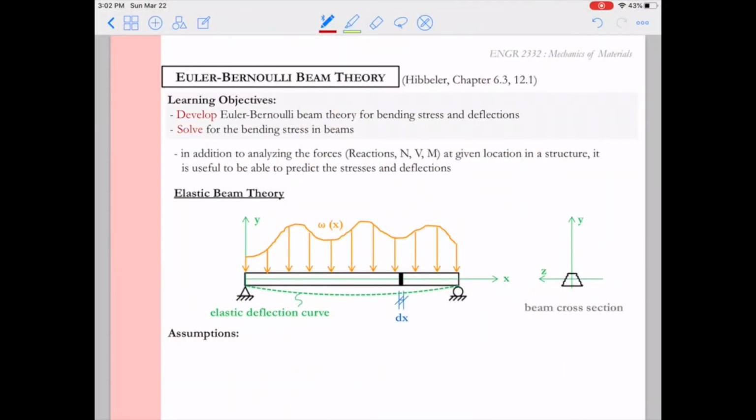Alright, so let's go see what we got in store for our workout today. On our set list is going to be to develop Euler-Bernoulli Beam Theory for bending stress and deflections, and to solve for bending stress in beams.